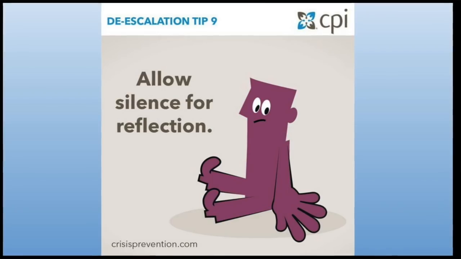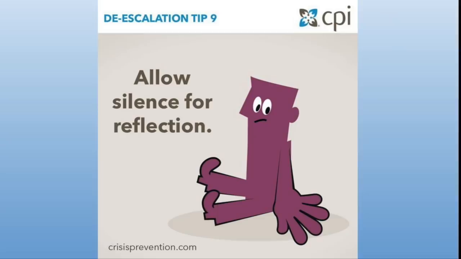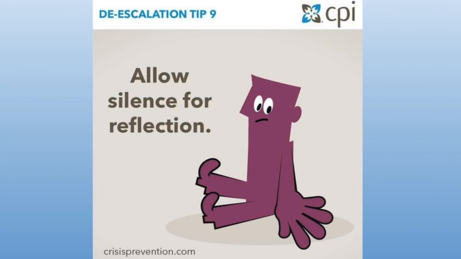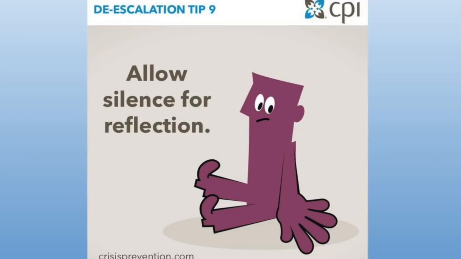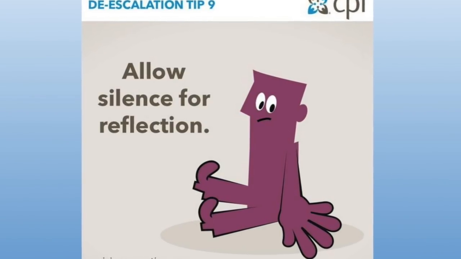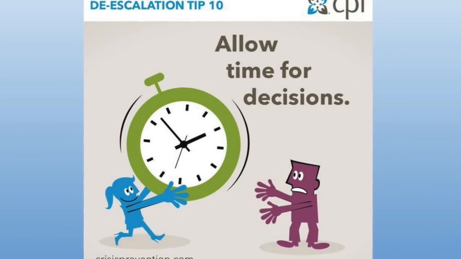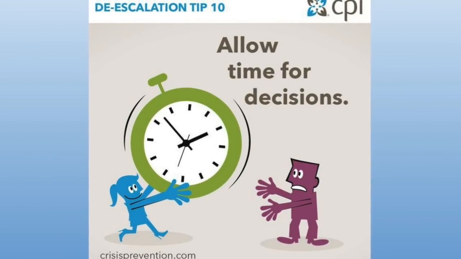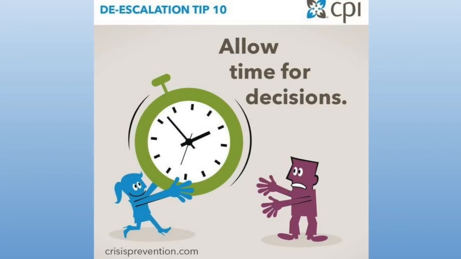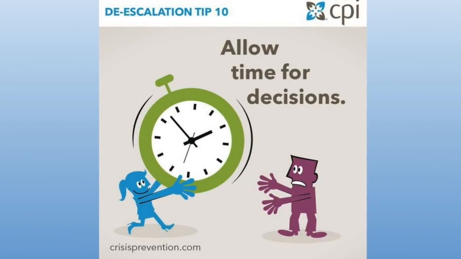And then tip number 9, actually tip number 9 and 10 are basically the same thing, so we're going to cover them together. Tip number 9 says allow silence for reflection. Tip number 10 says allow time for decisions. Both of these are so similar, so we're going to cover them together here.